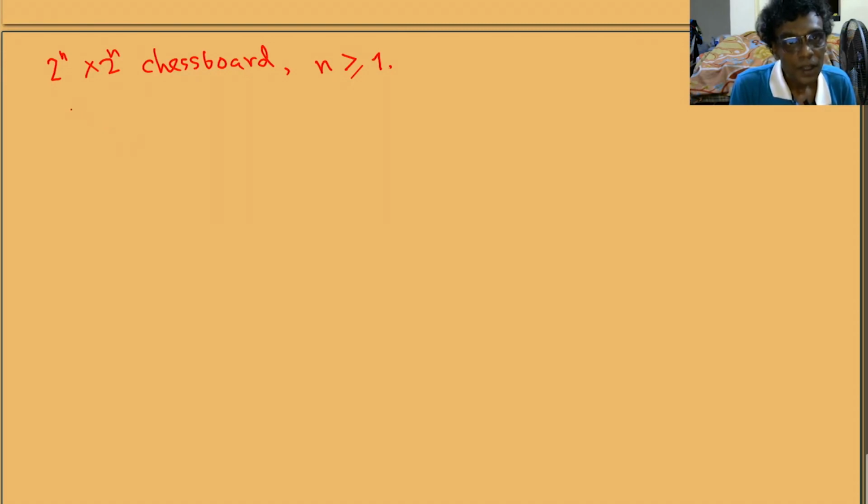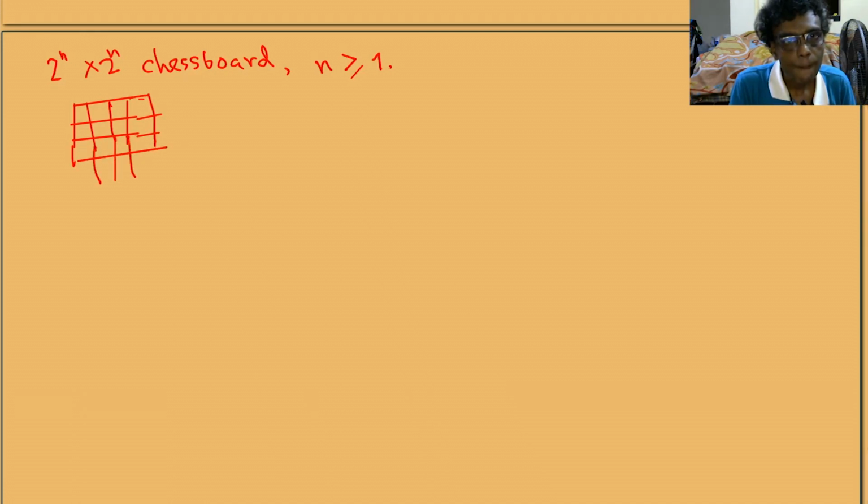So, I have something like this for n equal to, let's say, 1 or 2. It's a 4 by 4 board. I have to have another thing, two by two. What I do, I simply delete or scoop out any arbitrary cell from this 2 power n by 2 power n chessboard. Okay. So remove this.